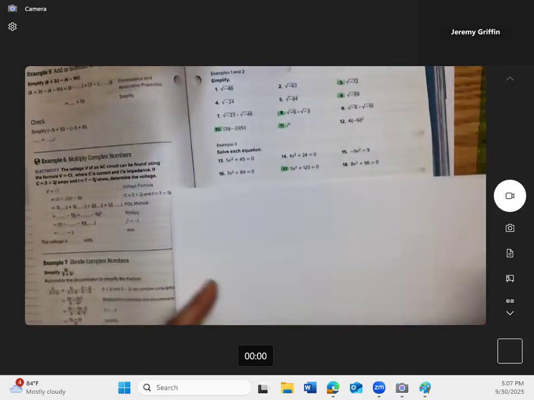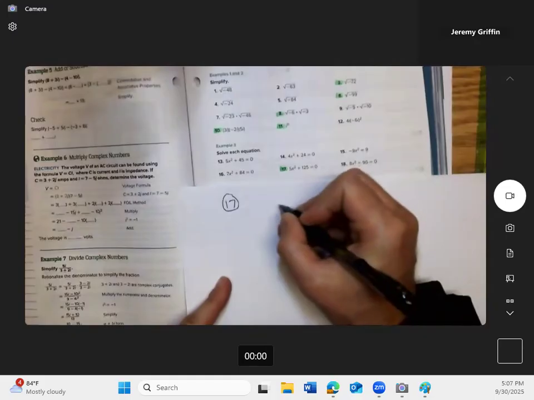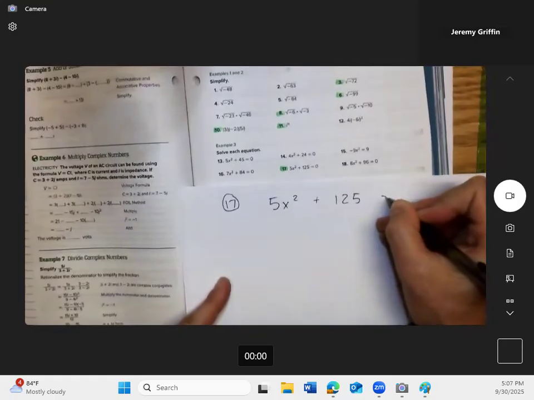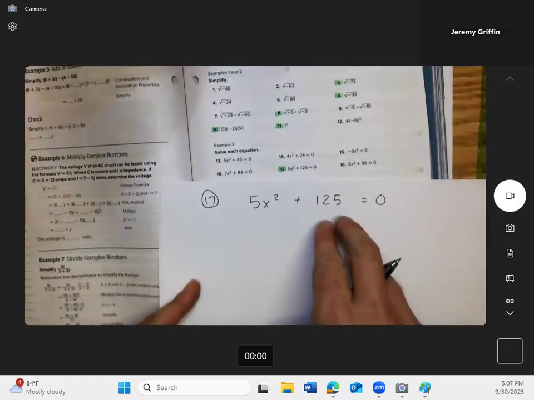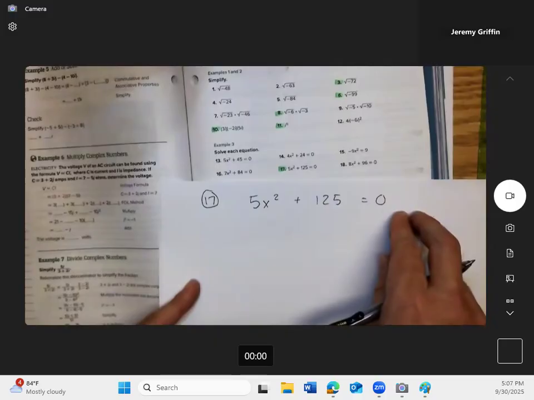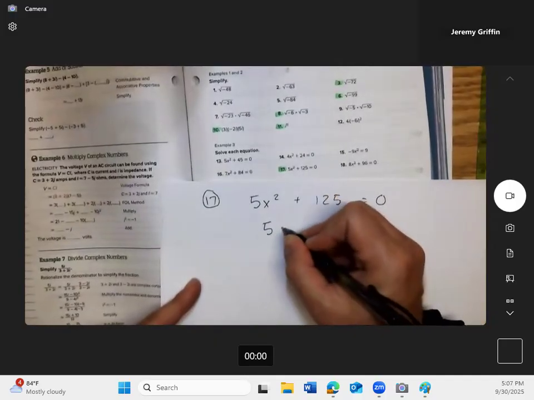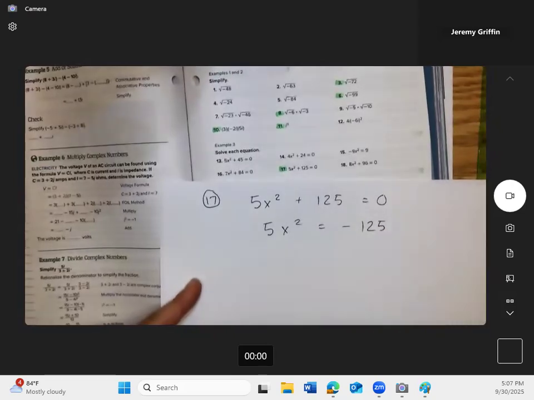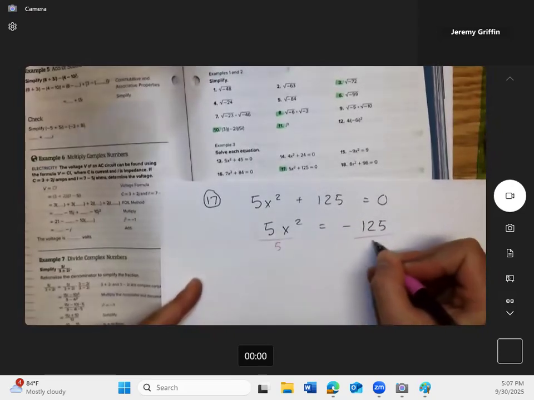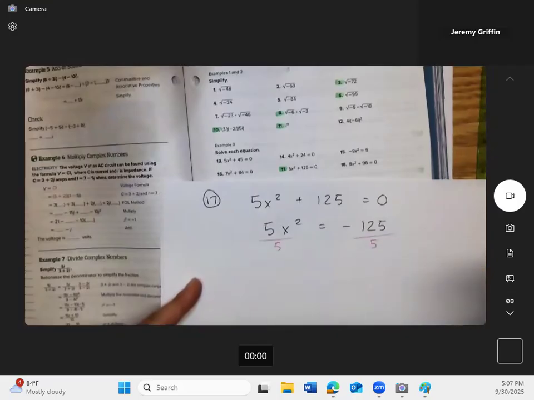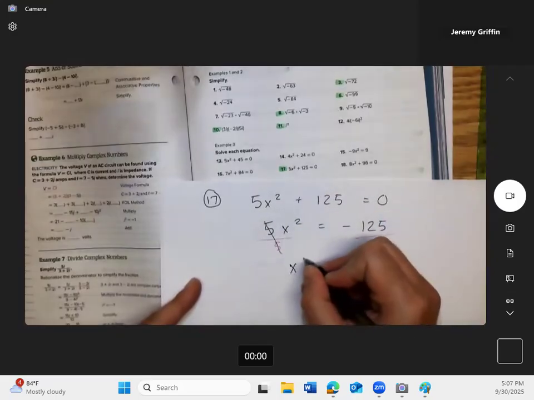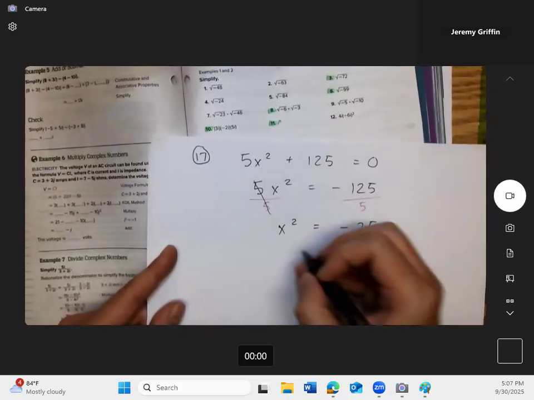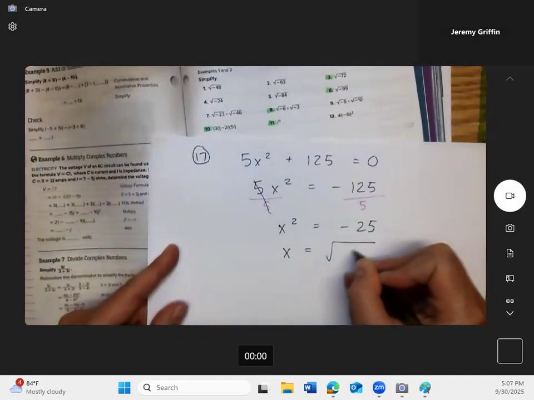Number 17. Solve each equation. So 5x squared plus 125 equals 0, right? There might be a couple of different ways you can do this. One way is to subtract over, so 5x squared is negative 125. I could divide both sides by 5. Maybe I could have done that to start with; I could factor that out, however you think about it. x squared equals negative 25, right? So then x is the square root of negative 25.